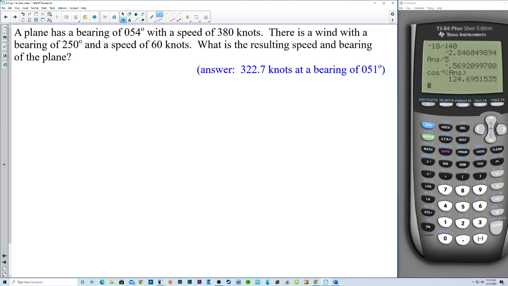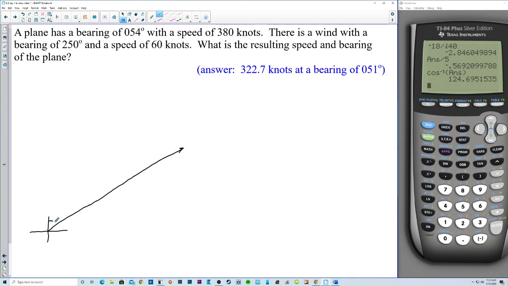And here's a little bit of review. A plane has a bearing of 54 degrees with a speed of 380 knots. There's a wind with a bearing of 250 degrees and a speed of 60 knots. What is the resulting speed and bearing of the plane? So we're going to start out with a true bearing of 54 degrees. So let's start down the bottom left here. Here's the plane, let's say.